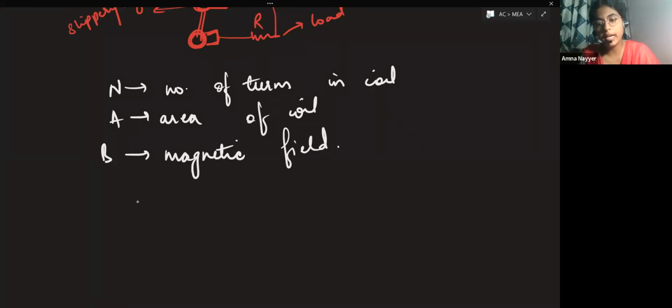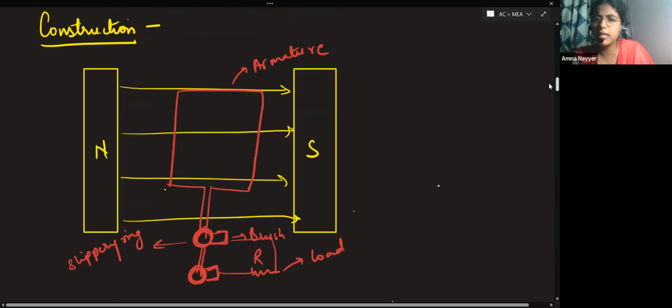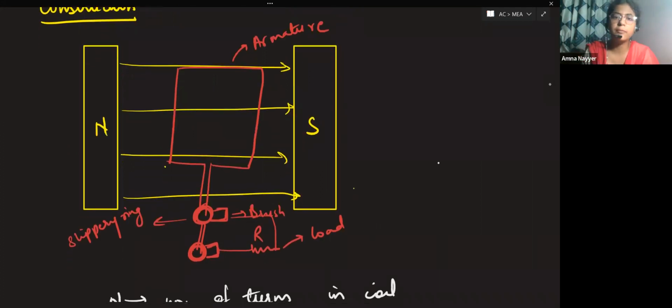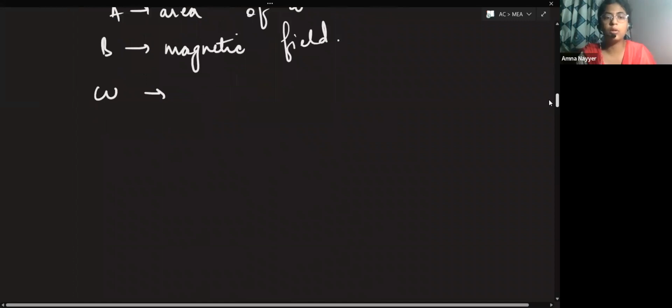Now, the additional term that will come is omega. See, the coil is not moving like this. In the case of BLV, motional EMF, the coil moved, so we had to take the linear velocity. Here the coil is rotating, so there will be a certain displacement, so there will be a certain velocity, so there will be an angular velocity. So omega is what? Omega is the angular velocity.